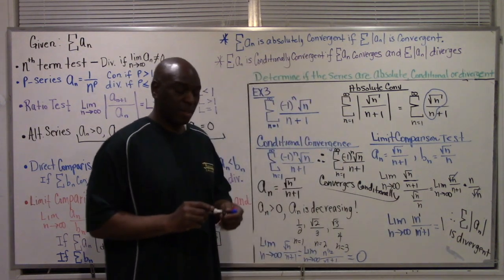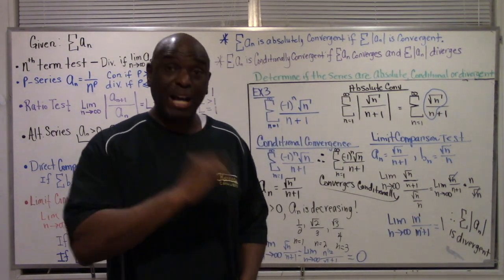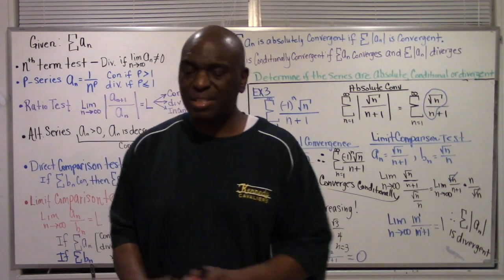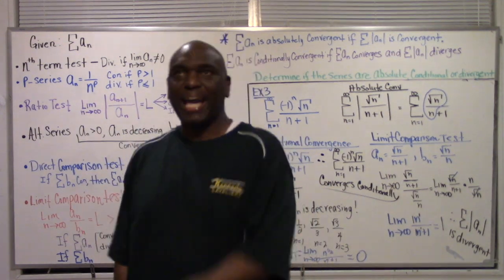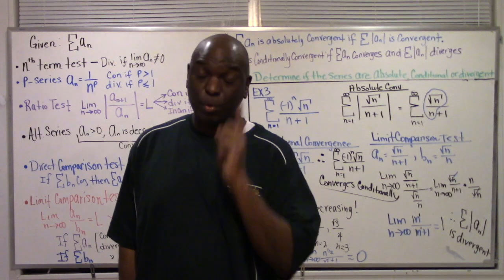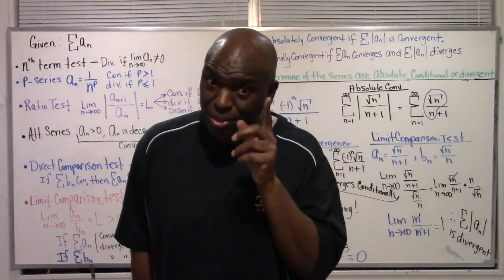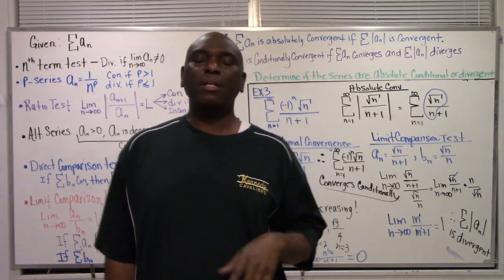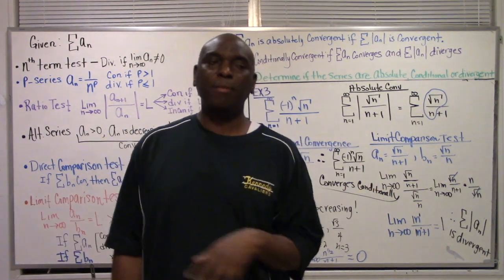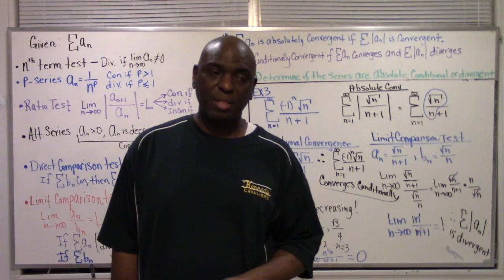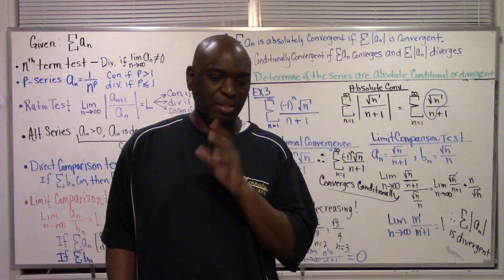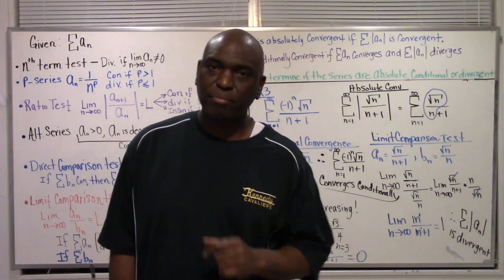There you go. We proved by way of the limit comparison test, after we went through ratio and direct comparison, that the series did not converge absolutely. The limit comparison test is a good test. Anyway, all of them are good, okay?